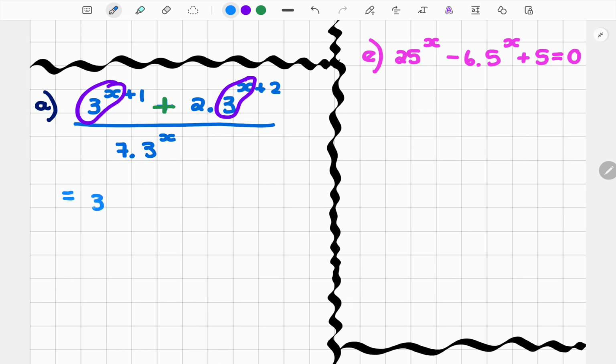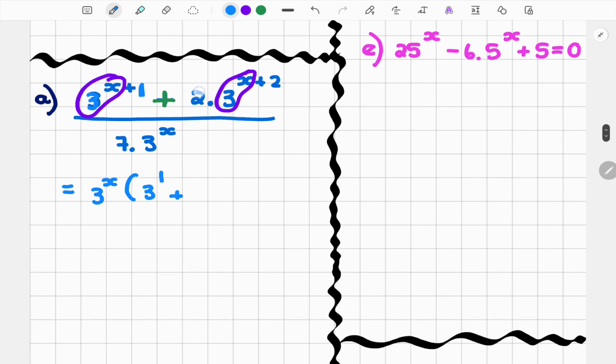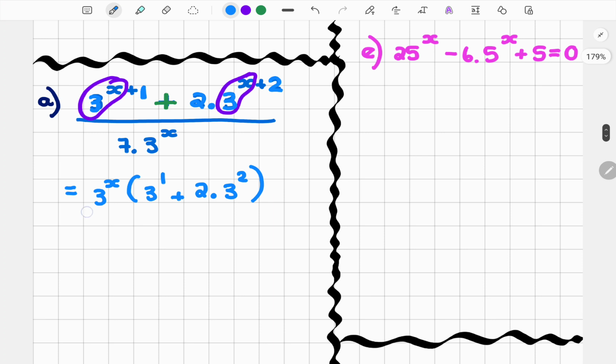So I'm going to take out 3 to the power x at the top. Then what is left is 3 to the power of 1 plus 2 times 3 to the power of 2. And if that 2 was a negative 2, then you say 3 to the power negative 2. All over 7 times 3 to the power x.